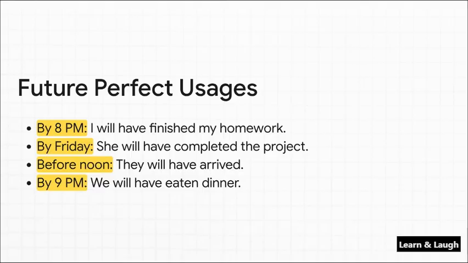These real-life examples make it so practical for daily life. I will have finished my homework by 8 p.m. The deadline is 8 p.m. and the finishing is complete before that. She will have completed the project by Friday. They will have arrived before noon. We will have eaten dinner by 9 p.m. Do you notice the word by in these sentences? By 8 p.m., by Friday. That little word is a huge clue that you should be using the future perfect tense.